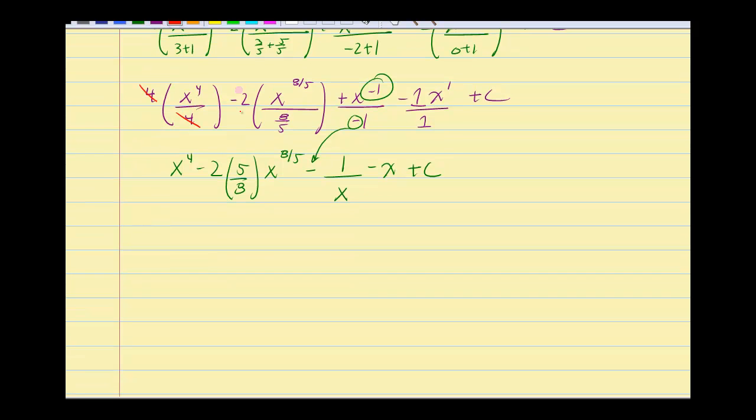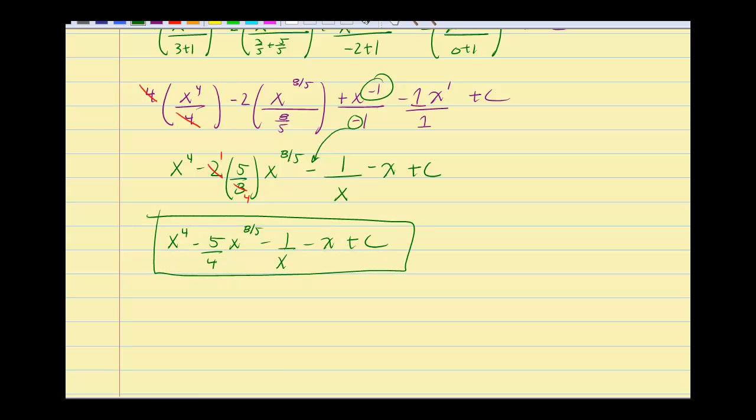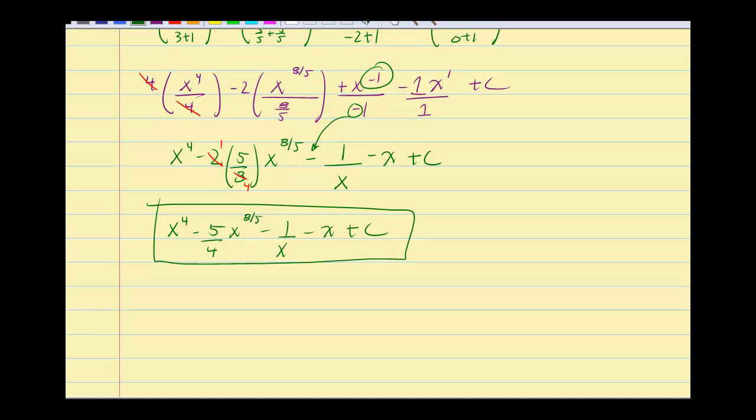And it looks like we can do a little simplifying here. 2 goes into 8 4 times. So I end up with x to the 4th minus 5/4 x to the 8/5 minus 1 over x minus x plus c. This is your antiderivative. This is the entire family of antiderivatives, represented the family part by plus c because I can have any constant here. Now how on earth could we know if this is right?